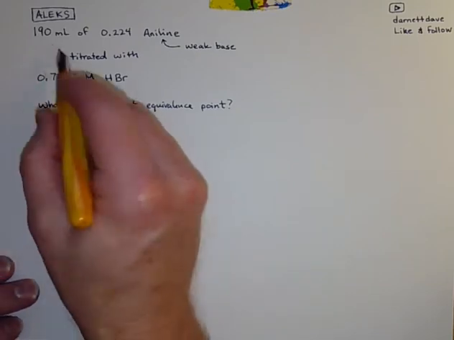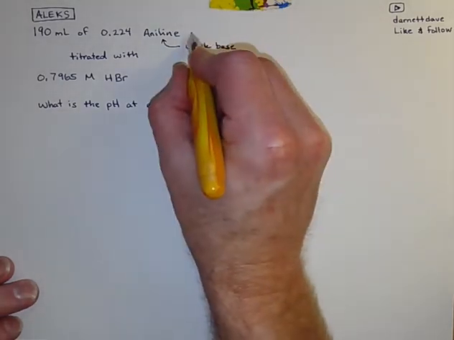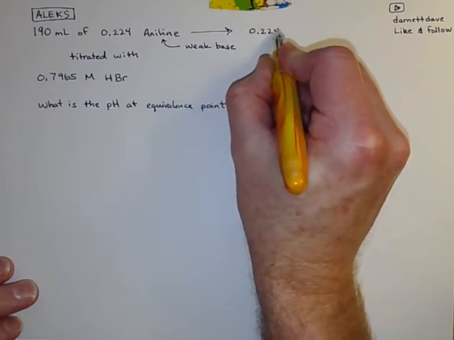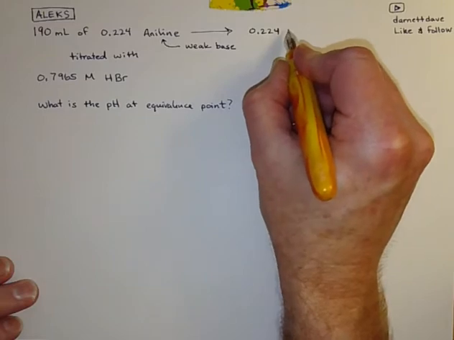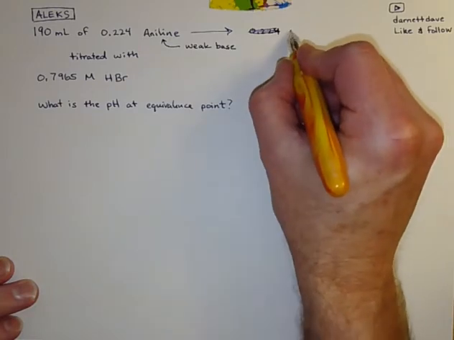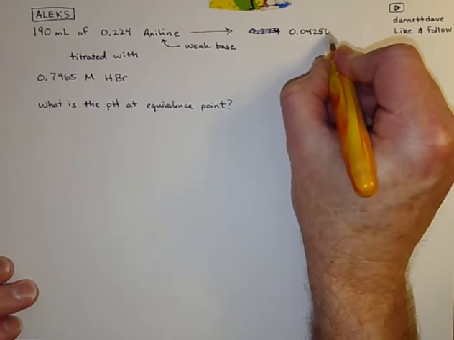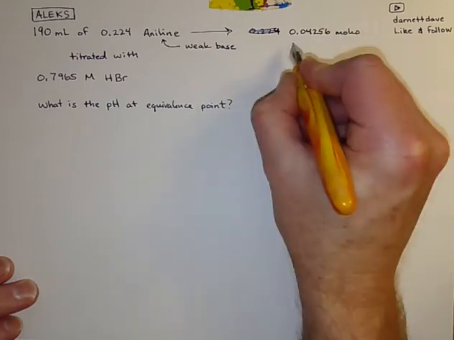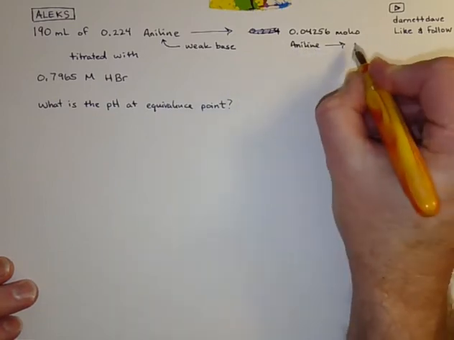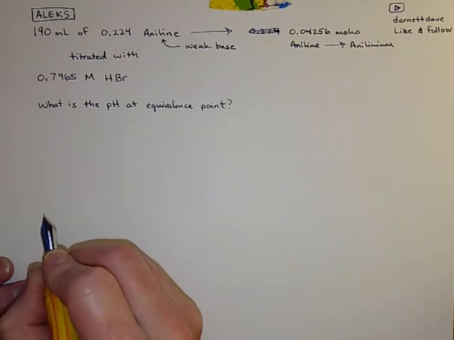Okay. So if we use the information that we're given, the volume and the molarity, and we calculate that out, we know that we have 0.224 moles. I'm sorry, that's the molarity. When we calculate out the number of moles, we have 0.04256 moles of aniline. And of course, then that same number of moles is going to be converted into anilinium.